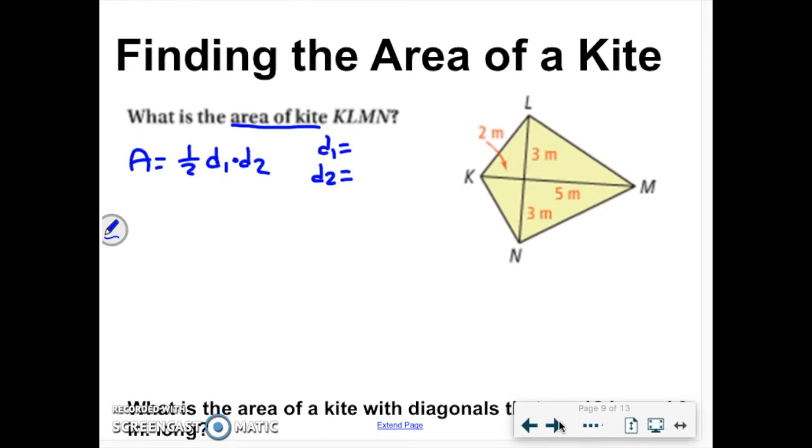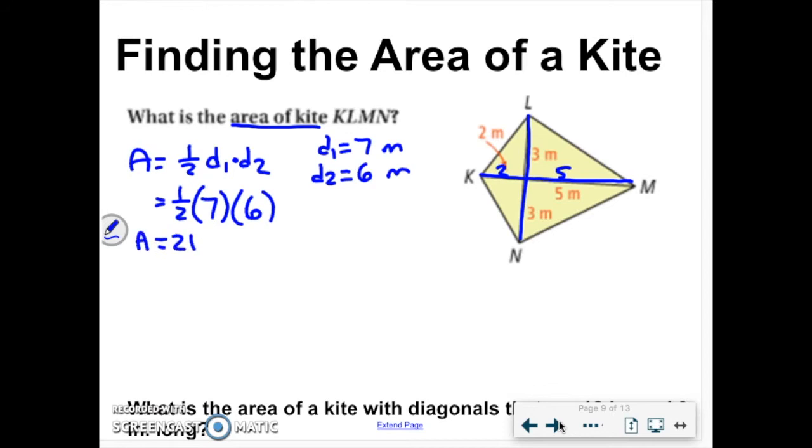All right, so say we were looking at KM for diagonal 1. Well, that would mean that I have a 2 here and a 5 here. I have to add those together to get a total of 7 meters for diagonal 1. That means diagonal 2, if I use LN, the other one, I have a 3 for both of them, 3 plus 3 giving me 6. So for this one, I need to take 1/2 times diagonal 1, which is 7 this time, and diagonal 2 as 6. So I have 1/2 of 42, which is going to be 21. So the area of this kite is 21. We are in square meters this time.